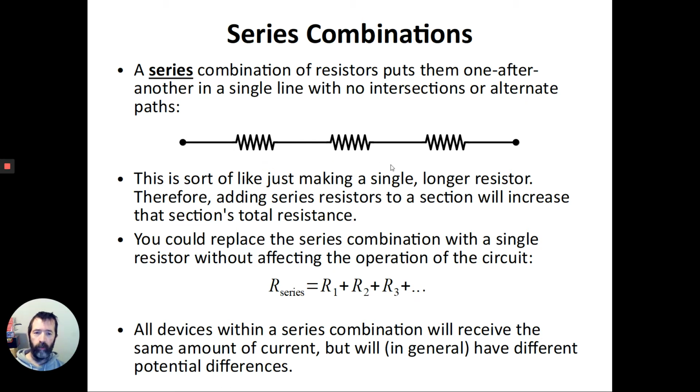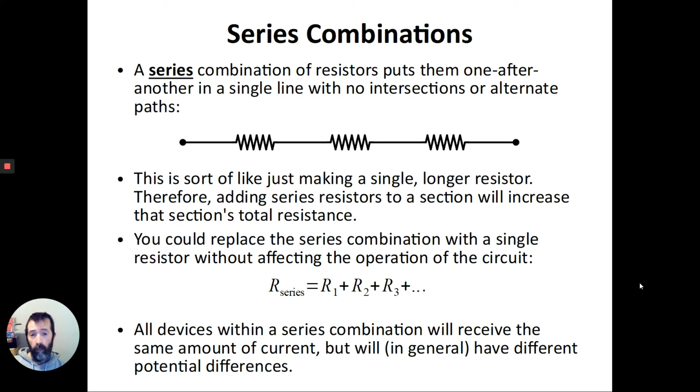So if you have multiple resistors in series and you want to know what's the resistance of the whole thing, it's really easy. You just add together the individual resistances, and that gives you the equivalent or total resistance of the series.